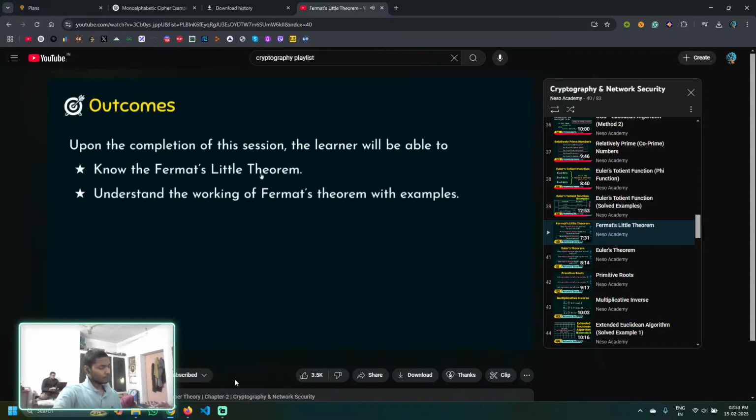I hope now you understood Fermat's little theorem, and we also have understood the working of Fermat's theorem with examples. Please note, in this subject, we are going to use Fermat's theorem as an application. So I'm not going to prove Fermat's theorem. Rather, we are going to use Fermat's theorem to solve our problems in cryptography.